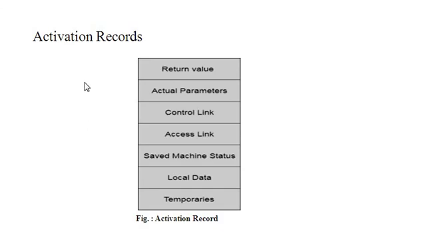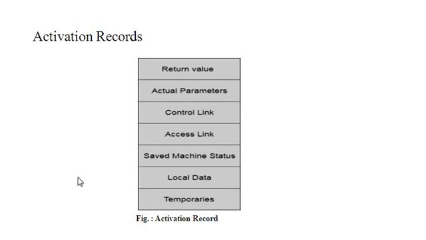Next is local data. In your program, local variables, that is data that is local to the execution process, are stored in this field of the activation record. Third is saved machine status. This field holds the information regarding the status of the machine just before the procedure is called. This field contains the registers and program counter.